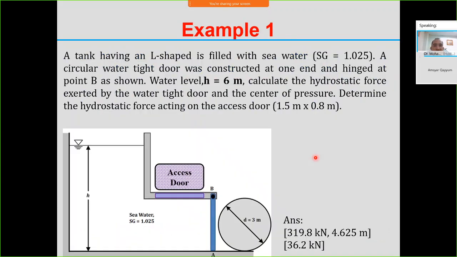It is easier to understand the topic by using several examples. The first example is a tank having an L shape filled with seawater. Seawater SG is equal to 1.025. So I hope everybody can remember how to change SG to density. Can anybody help me? Given SG equal to 1.025, how much is the density? How to determine the density?